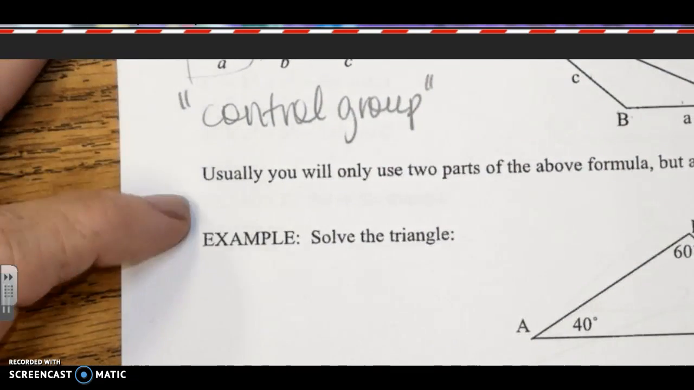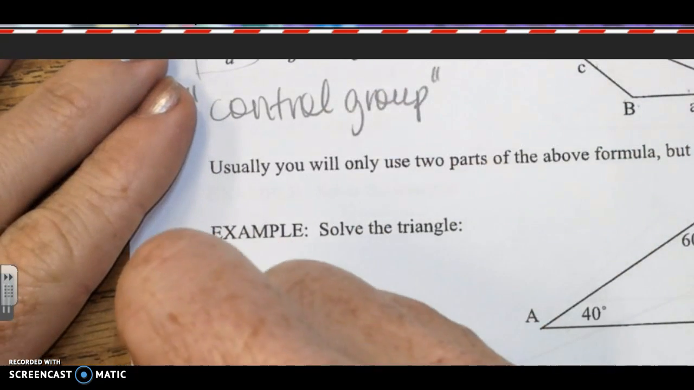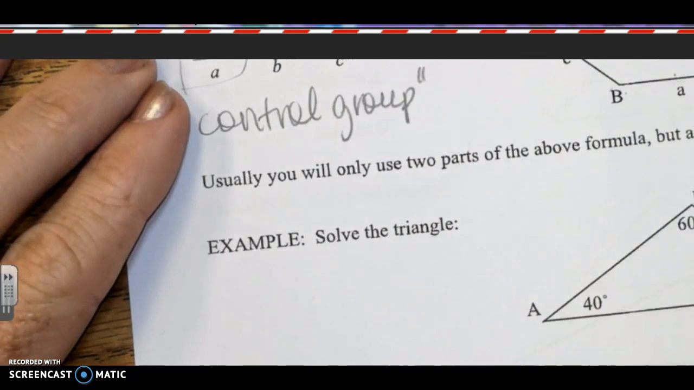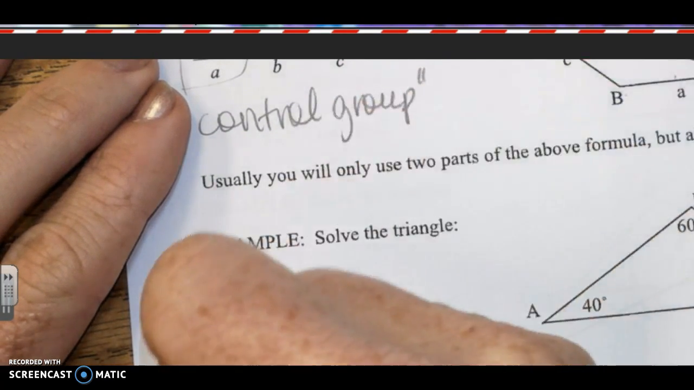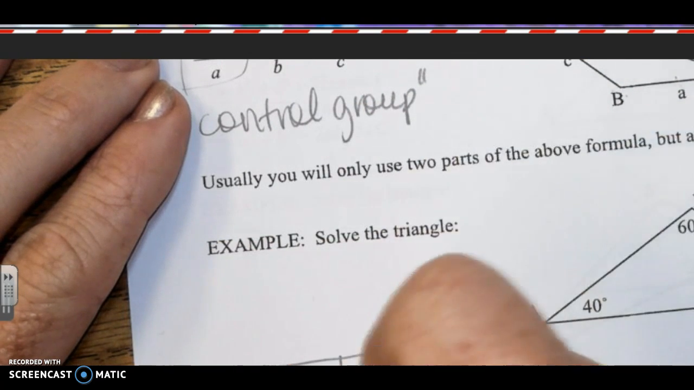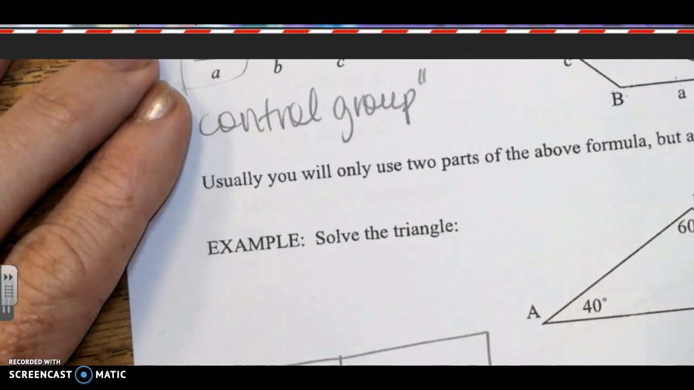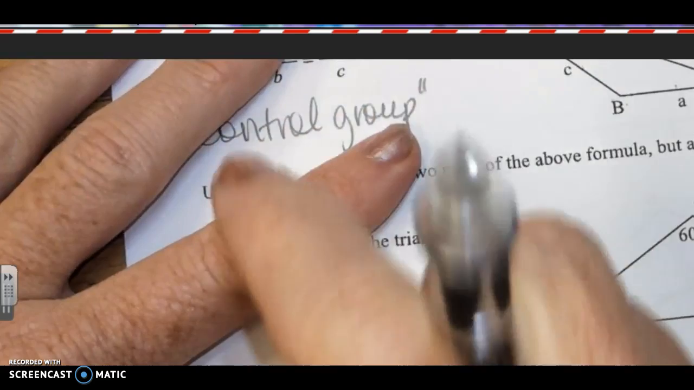When it says solve the triangle, this means I need to know the length of all three sides and the measurement of all three angles. What I do when I do this is draw myself a little chart, and I put my angles on one side and my sides on the other side. Okay? And then I fill in what I know.